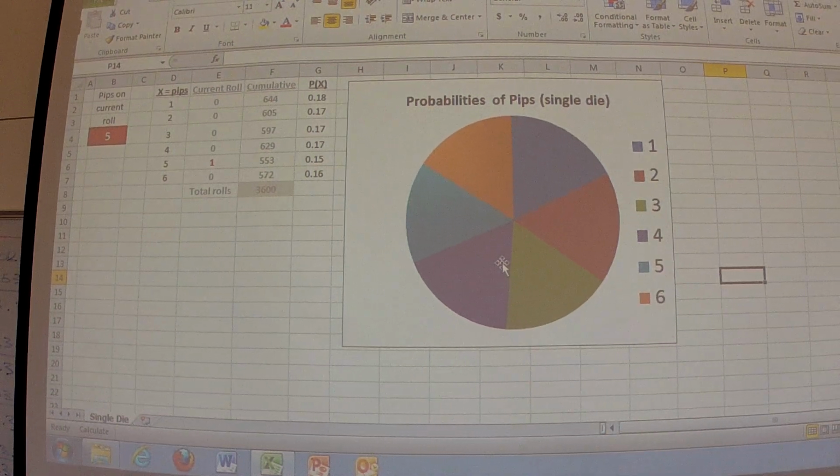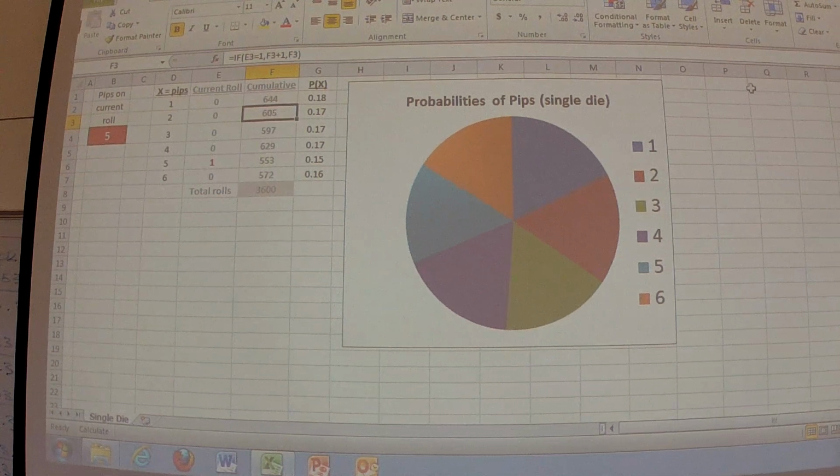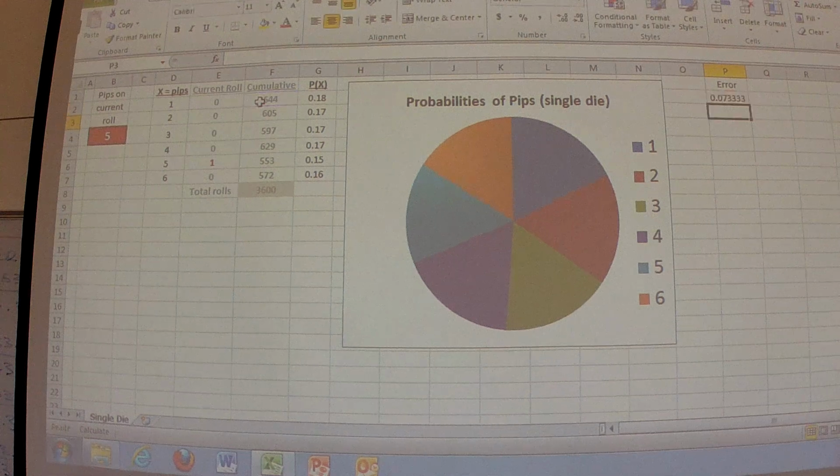That's because, let's compute the error. Look at these numbers, friends. Are they exactly 600? No, none of them are. But look, that's close, 605. Let me do a little error column, just like we did over there. I'm going to take the value that we got cumulatively, subtract from it the 600 that we were expecting, and divide it by 600. You see what I'm doing right here? Okay, enter. I'm going to drag that down.